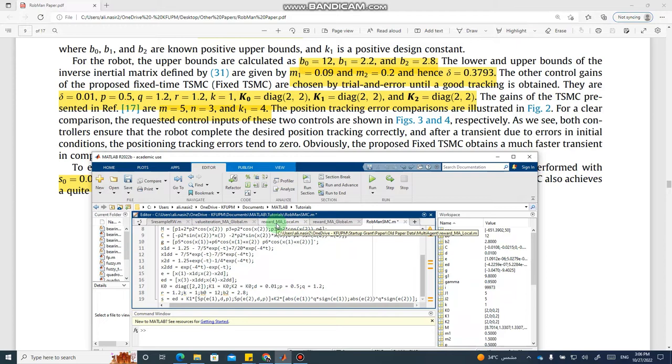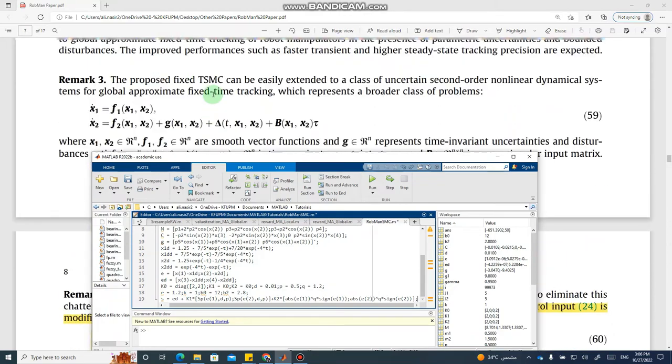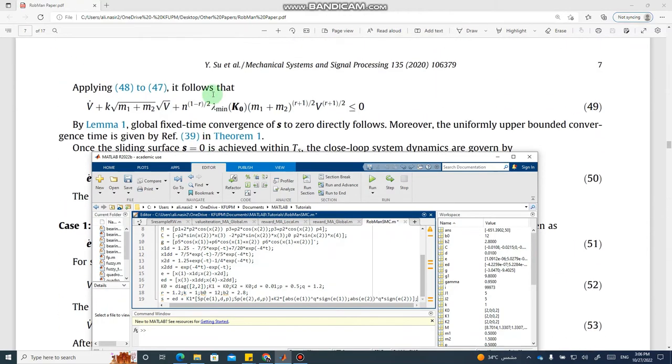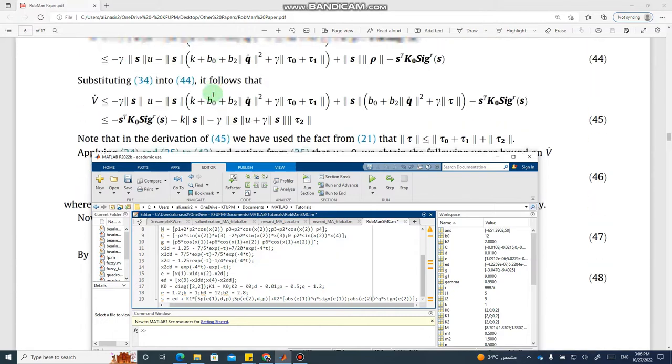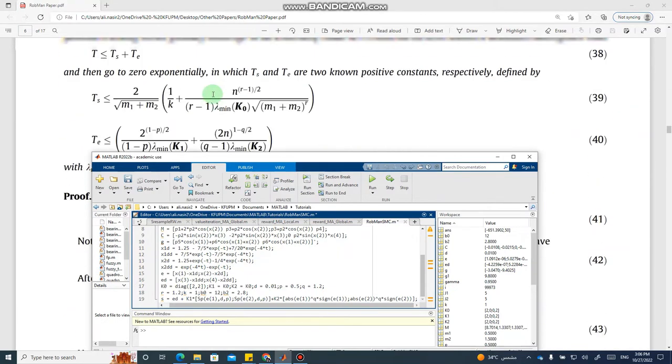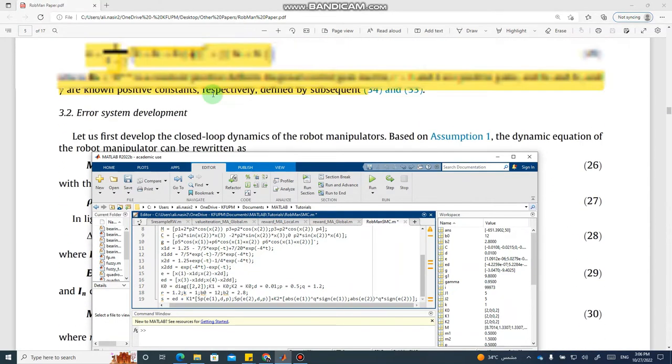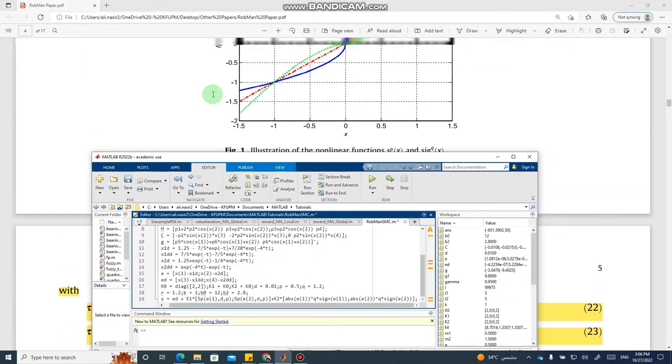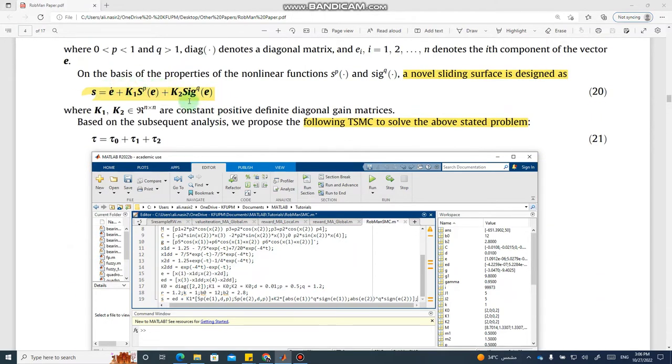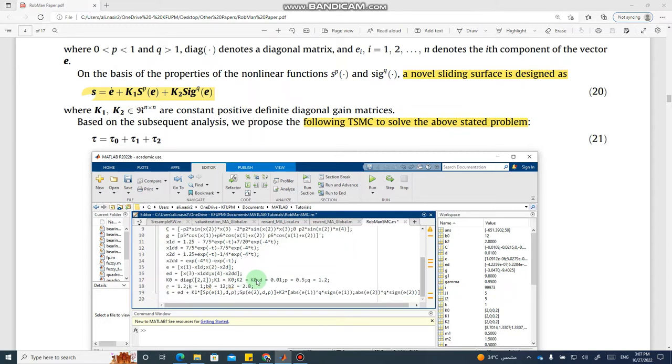And then we continue writing this. Now we go to this sliding surface. So we write the sliding surface, which is given above here. You can say this is, if you go up, yeah, here. So here, this is the sliding surface, equation 20, which is line number 19 in the code. And then you can keep going.